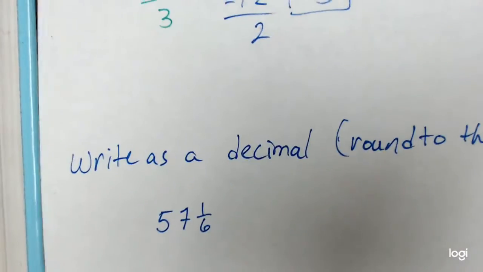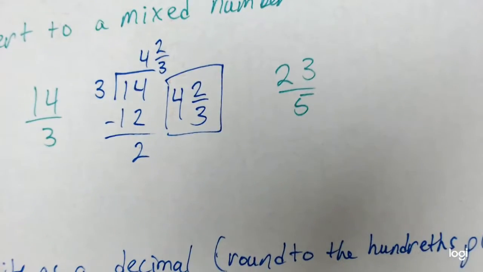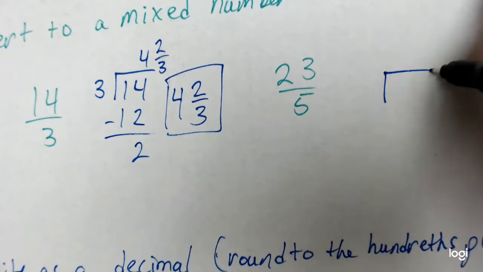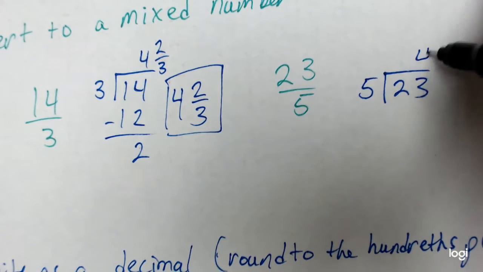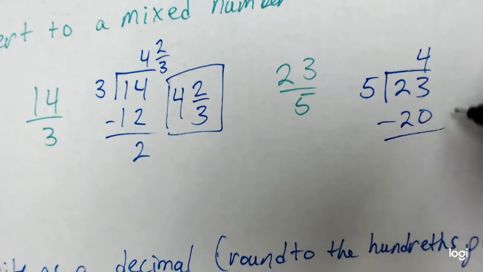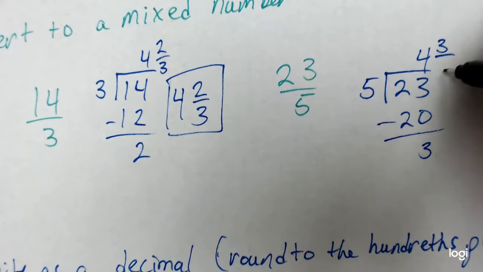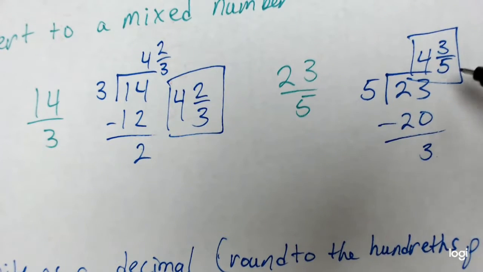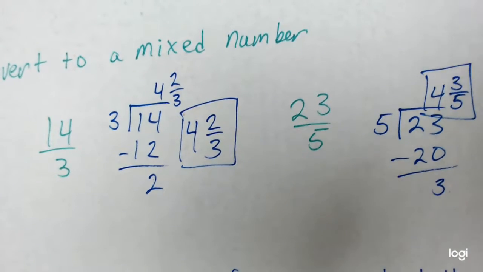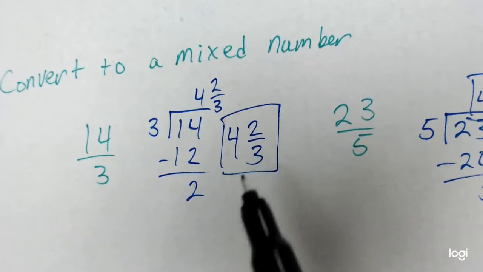How many times will 5 go into 23? Or how can I divide 5 into 23? It goes in 4 times. 4 times 5 is 20. I have a remainder of 3. That remainder becomes the numerator over the divisor of 5. 4 3/5 is the correct answer. So converting to a mixed number is pretty simple. We just divide, write the remainder as a fraction.